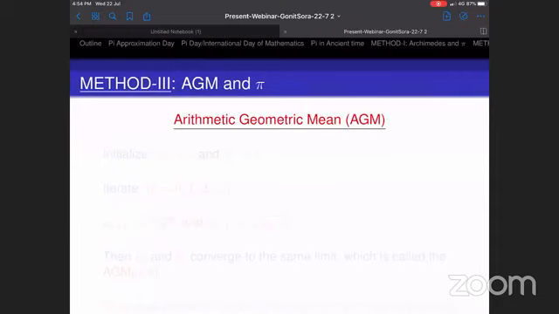Now our third method came. So this is called the arithmetic geometric mean method. And I will just explain what this arithmetic geometric mean method is.